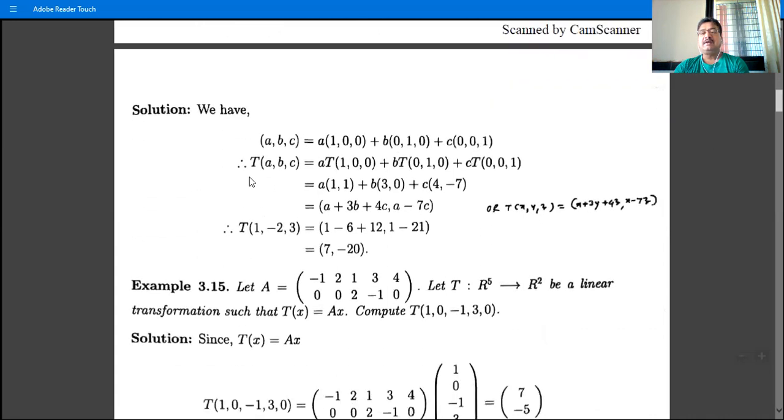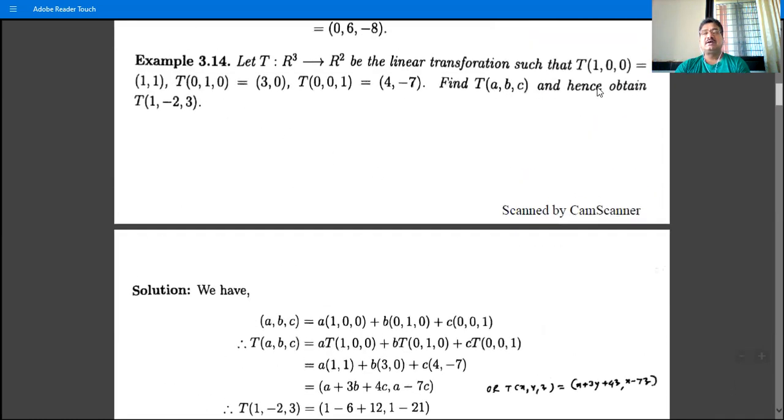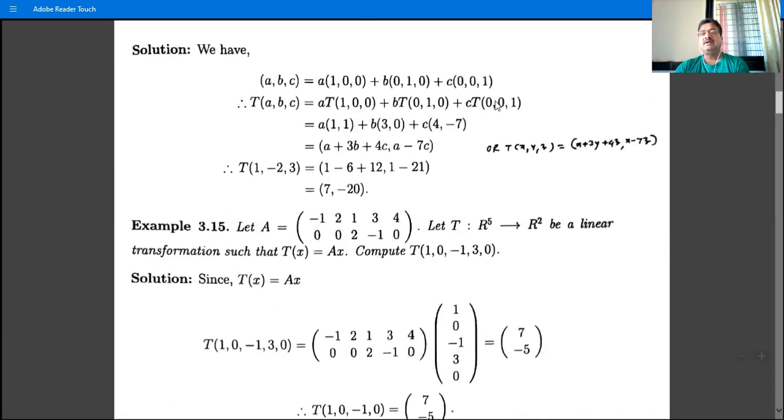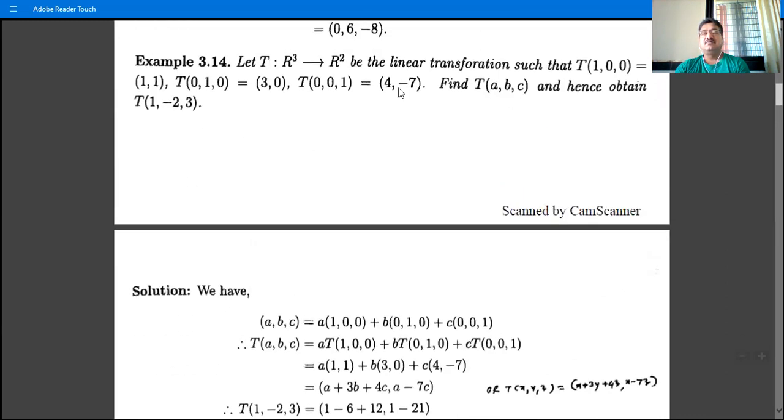And then apply T on both sides. So T of (a, b, c) is equal to T of this whole right-hand side. And the T of this is what? a T of (1, 0, 0) plus b T of (0, 1, 0) plus c T of (0, 0, 1), by using the properties of linear transformation. And then T of (1, 0, 0) is given. Write that (1, 0, 0) as (1, 1). Similarly, T of (0, 1, 0) is (3, 0), and T of (0, 0, 1) is (4, -7).